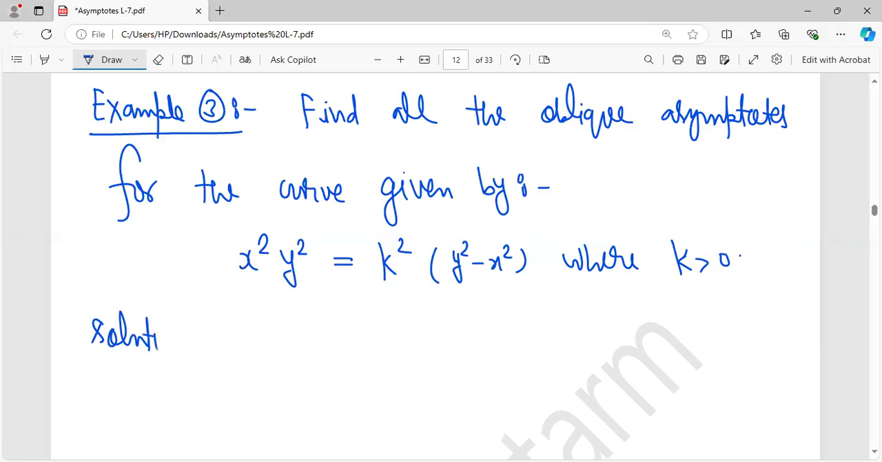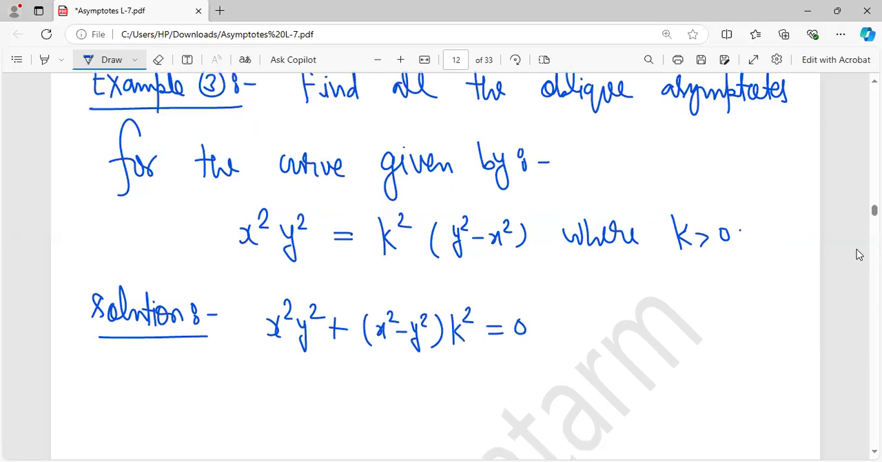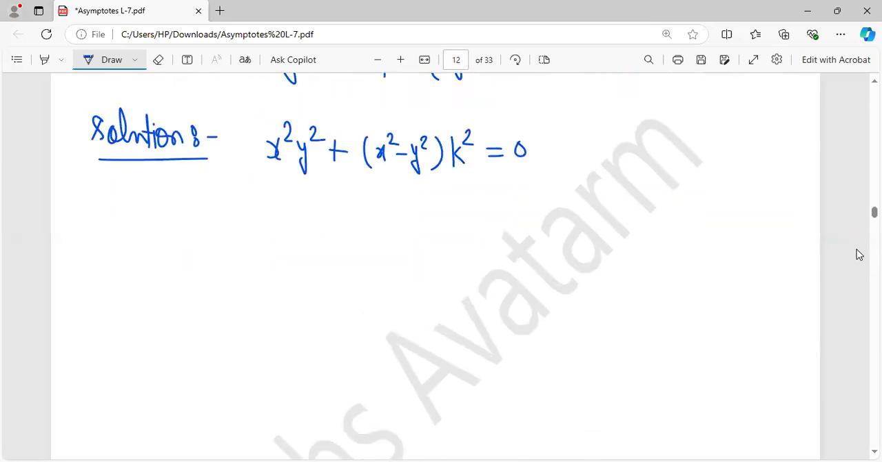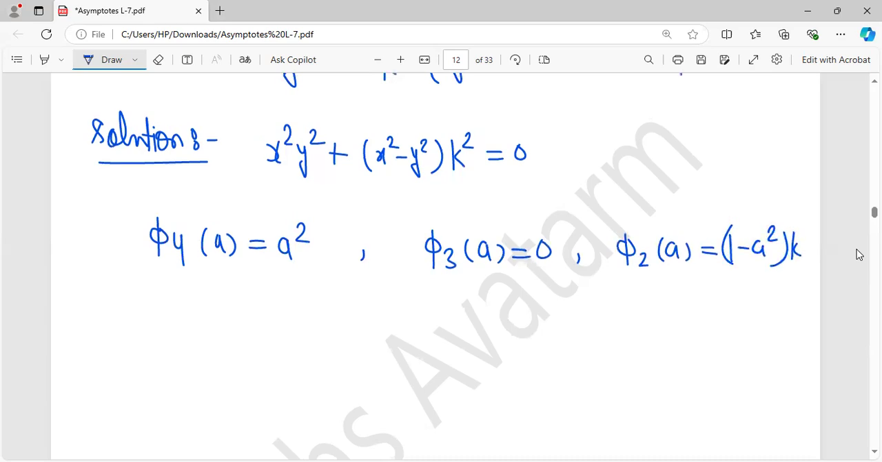Solution. So we can write this like this. What is phi 4 A here? You put x is equal to 1 and y is equal to A, so this is A square. And what is phi 3 A? That is also 0. Phi 2 A is 1 minus A square times A square.